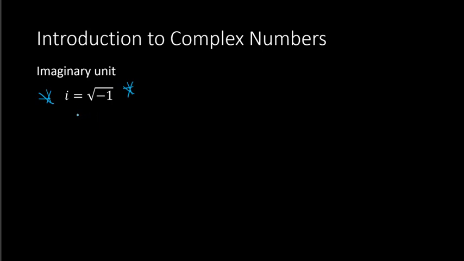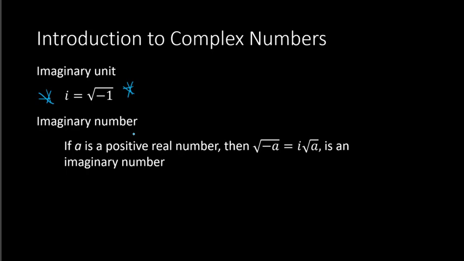So we have what's called an imaginary number, which is a number that has a square root of a negative number. For example, if we have a, which is equal to a positive real number, then the square root of -a is equal to i times the square root of a, and that would be an imaginary number. So if you have a square root of a negative number, that would be imaginary. And what we can do is pull out the imaginary component, which is the letter i. We'll explain that a little more in detail in a moment.